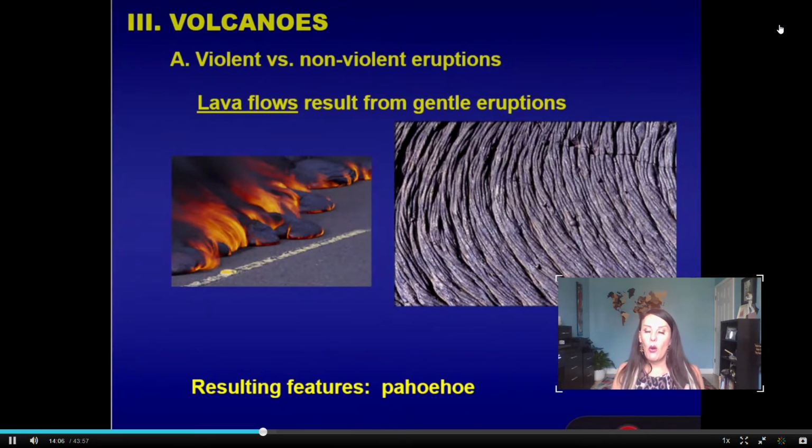So for pahoehoe, you end up with these ropey-like textures where lava is flowing down the flank of the volcano, and then it is very quickly cooling, and you end up with these beautiful lobe-like structures that kind of look like rope. And the cool thing is that if you are in the area of the volcano, you can then map the direction of the flow. So you can find the source of where the magma was coming from. And that's a lot of fun to do. And geologists do that so that they can figure out the volume of a specific event related to another event.